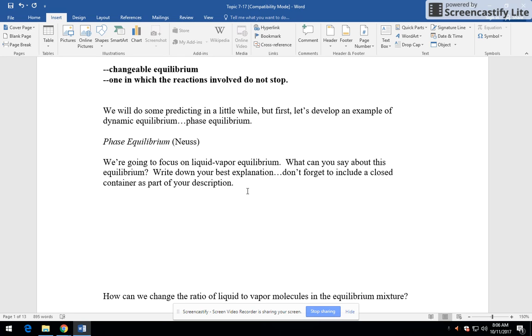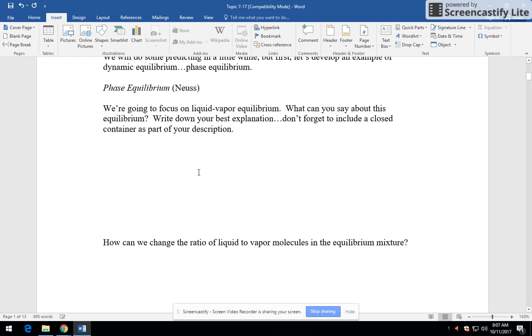We're going to start with a pretty easy one, phase equilibrium. And this comes out of the Noyce textbook. What can you say about a liquid-vapor equilibrium? Write down your best explanation, and don't forget to include a closed container as part of your description.